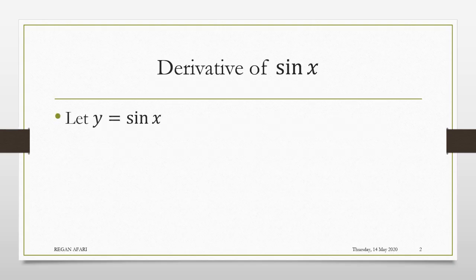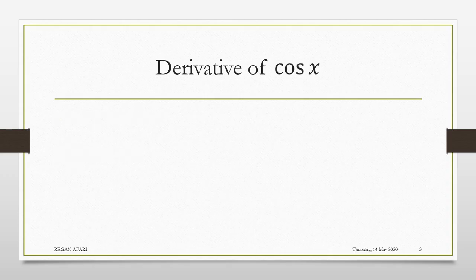Let's work with the derivative of sine x. When you differentiate sine, you get cos. How about when you differentiate cos? When you differentiate cos, you get negative sine.